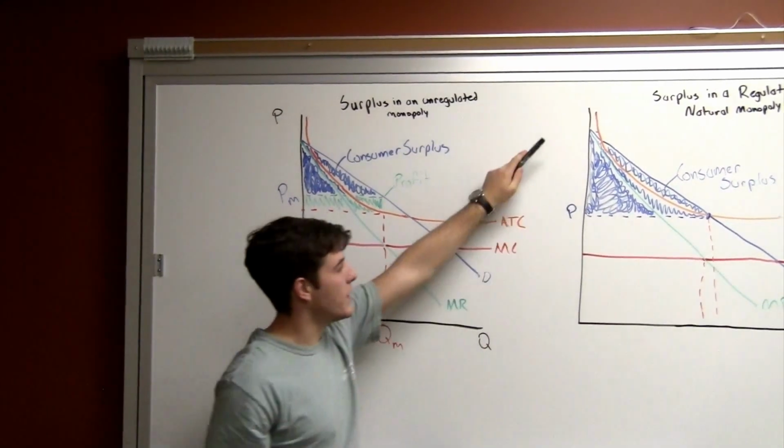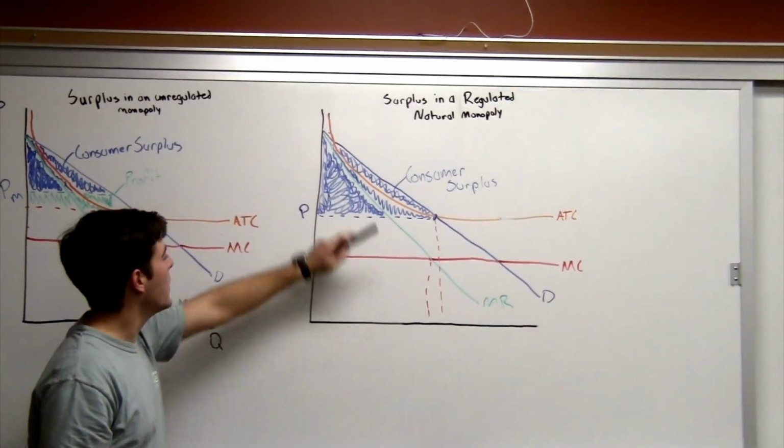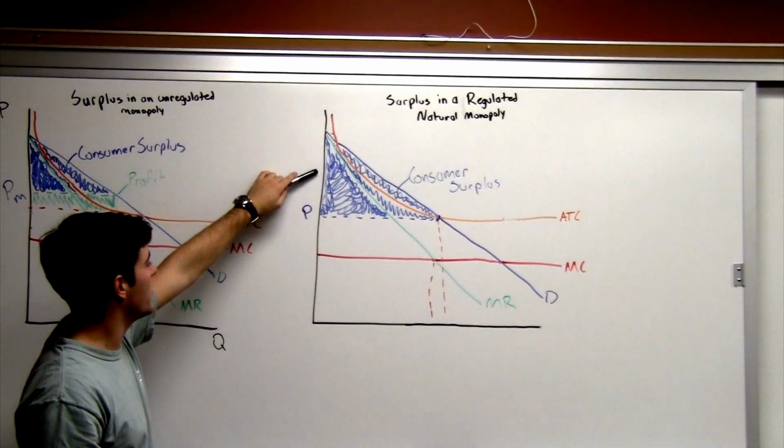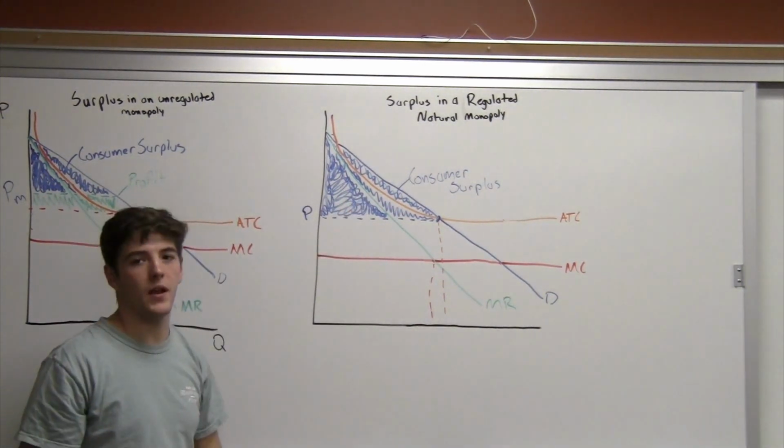However, under a regulated natural monopoly, this is an example of average total cost pricing. You can see there's a much greater consumer surplus, while no profit for the firm. This offers a greater societal benefit, however.